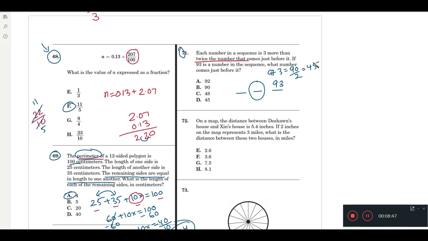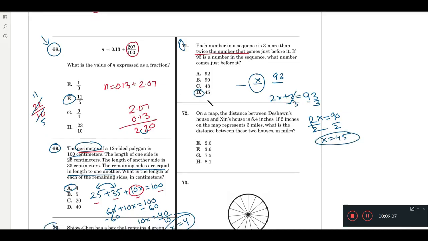That's one way. If you want to set up the equation, you could also do it this way: say this is x, so 2 times x plus 3 is equal to 93, and then you solve for x. 90 divided by 2 is 45. X equals 45. Clear, guys? Perfect. Good job.